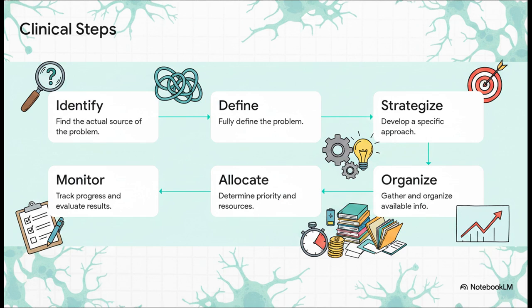Once identified, you must clearly define it. Then, form a strategy based on your clinical preferences. Next, organize your information. What do you actually know and what are you missing? Then, allocate your resources like time and equipment based on priority. And finally, you monitor your progress and evaluate your results.